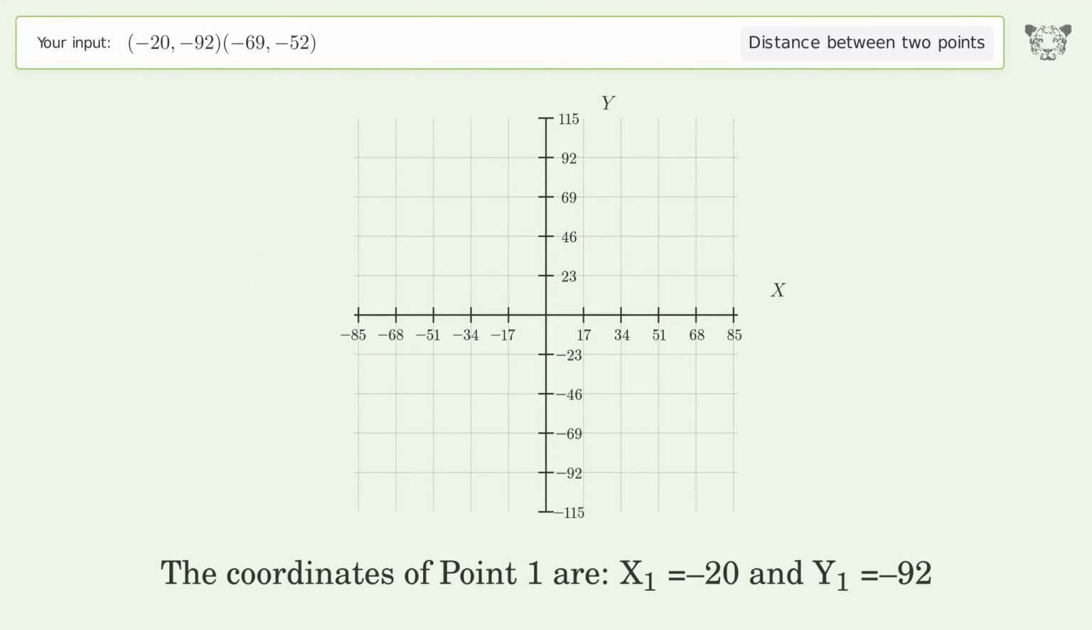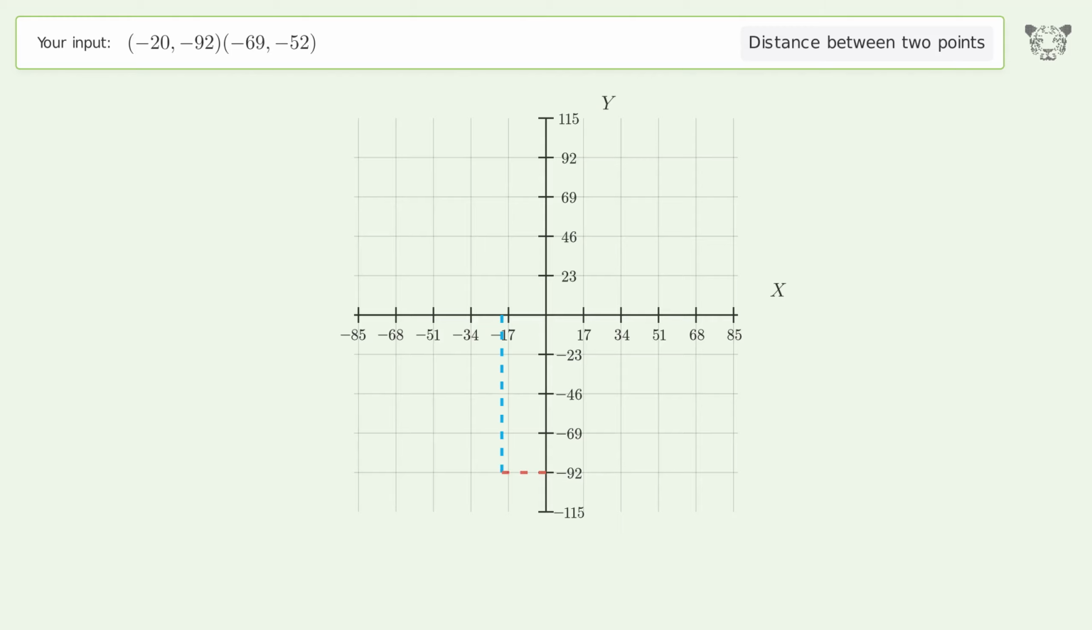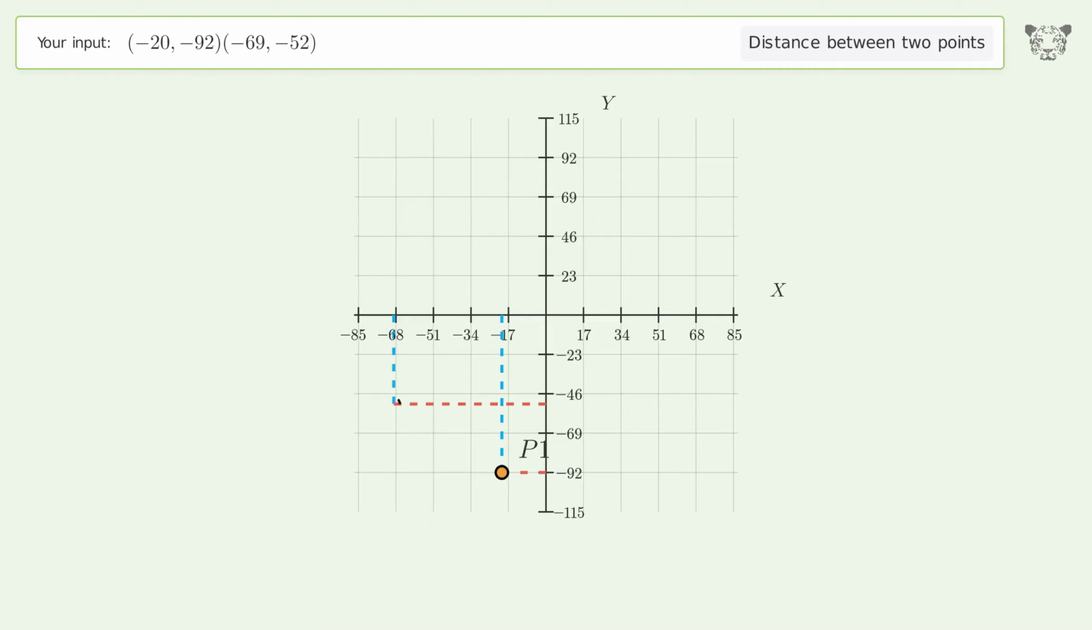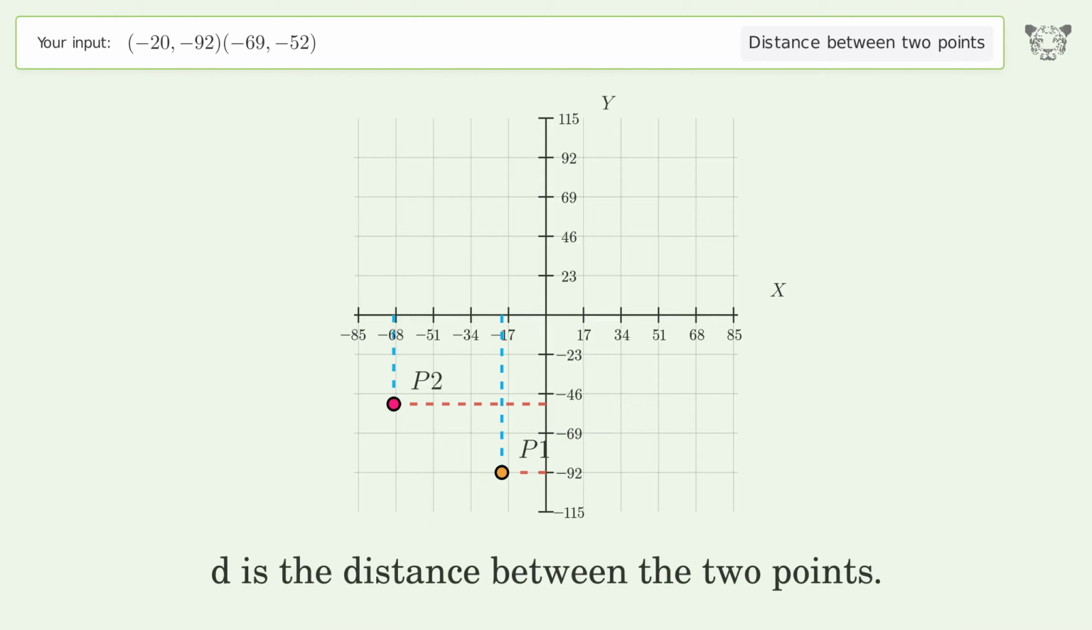The coordinates of point 1 are x1 equals -20 and y1 equals -92. The coordinates of point 2 are x2 equals -69 and y2 equals -52. D is the distance between the 2 points.